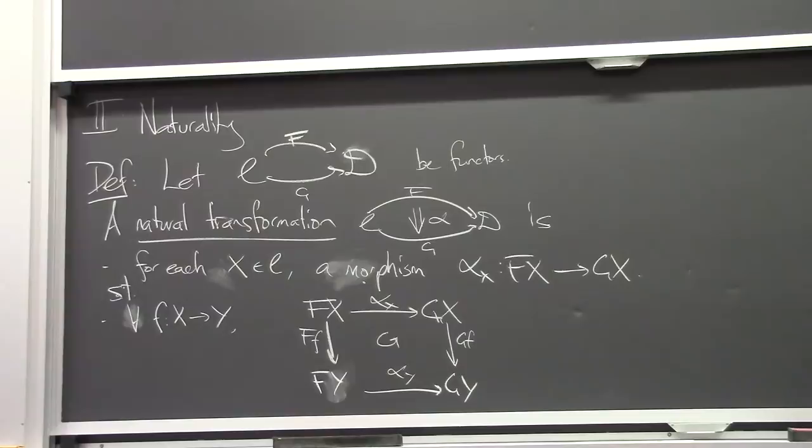I'm going to call this morphism f again. So if we take a morphism f in here, its image is going to be called F of f. It's coming here. And similarly for the functor G, its image was called G of f.